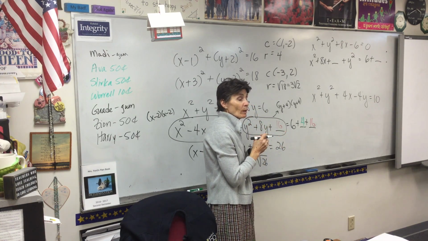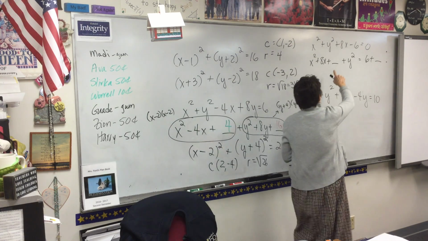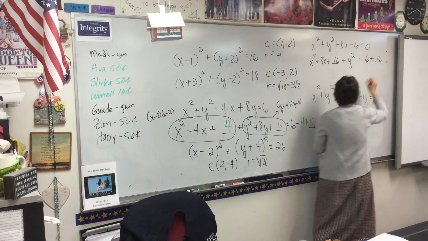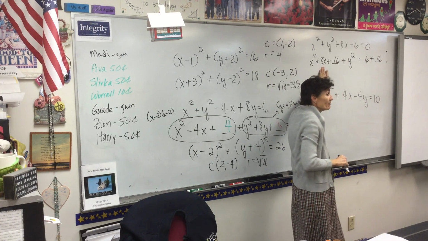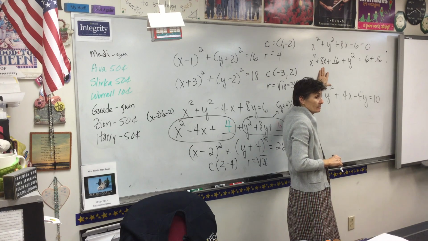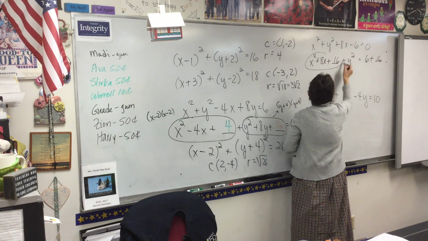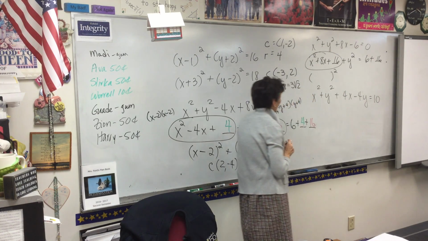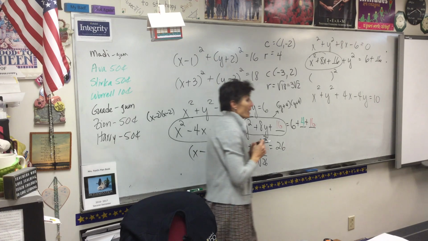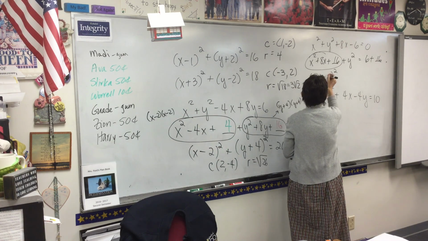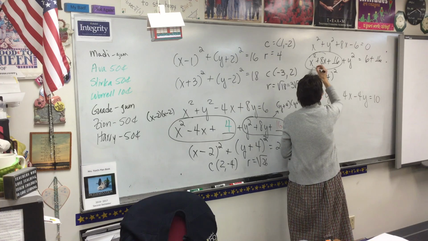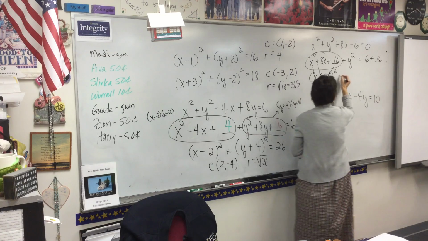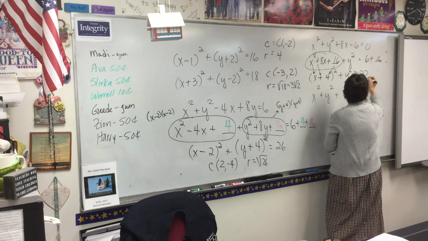I only need to complete the square once. What number is going to go in this blank? 16. Why is it a 16? Half of 8 squared. This guy right here should be this. What is it? X plus 4. Remember, x plus 4, plus y squared equals 22.